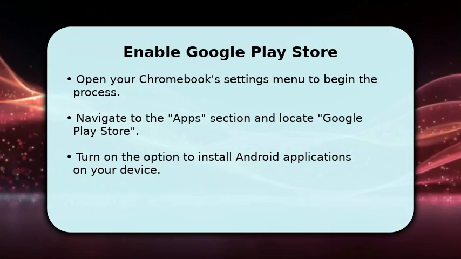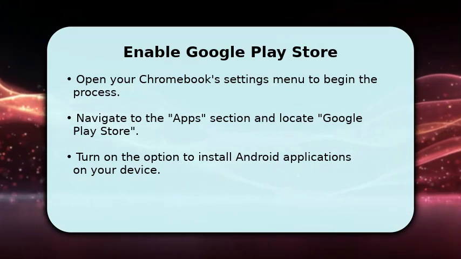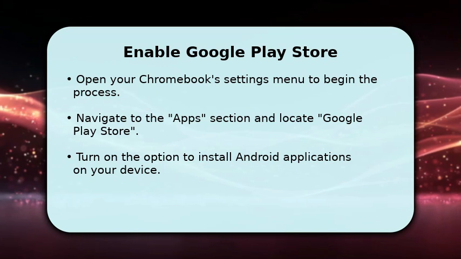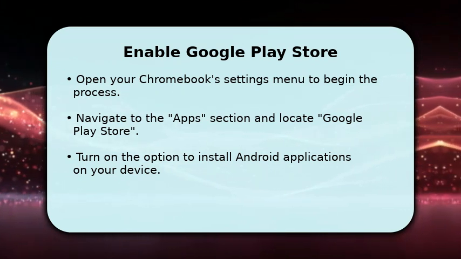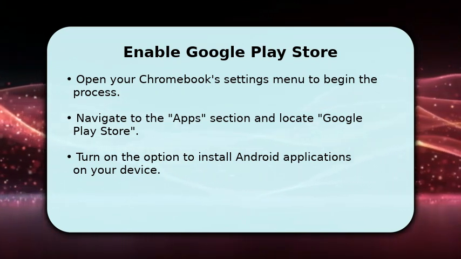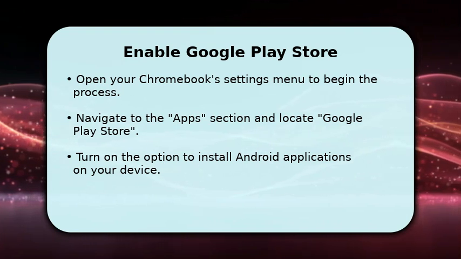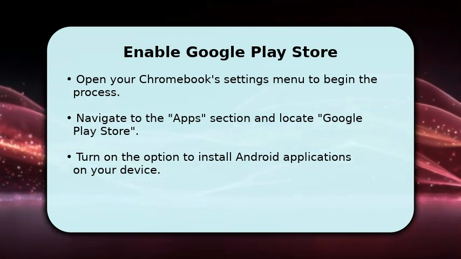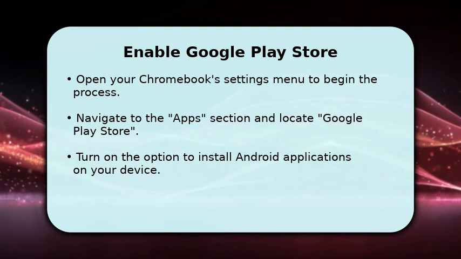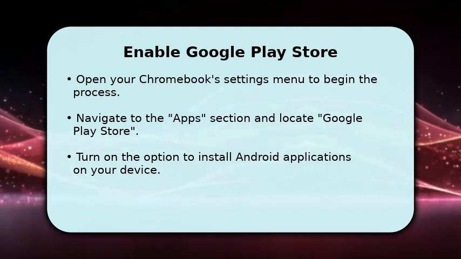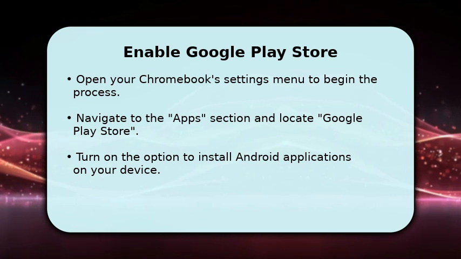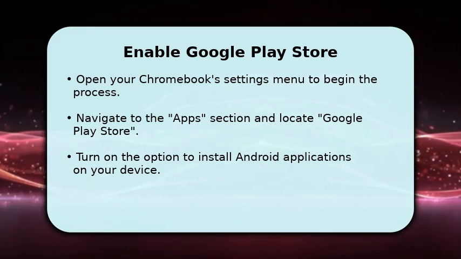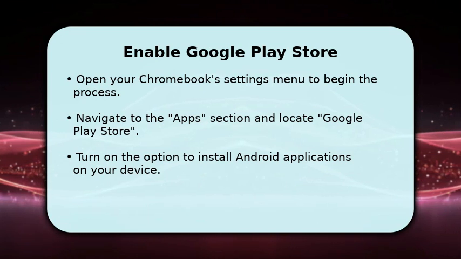To begin, you'll need to ensure the Google Play Store is active on your Chromebook. Open your device's settings, which you can usually find by clicking the time in the bottom right corner and then the gear icon. Scroll down to the Apps section and locate Google Play Store. There, you should see an option to turn on or enable Android applications. Simply click this to activate the Play Store, preparing your Chromebook for game downloads.